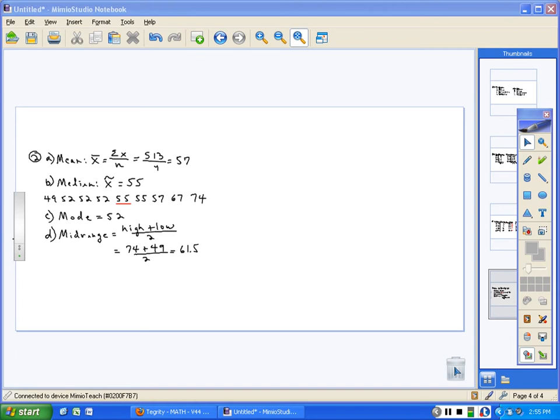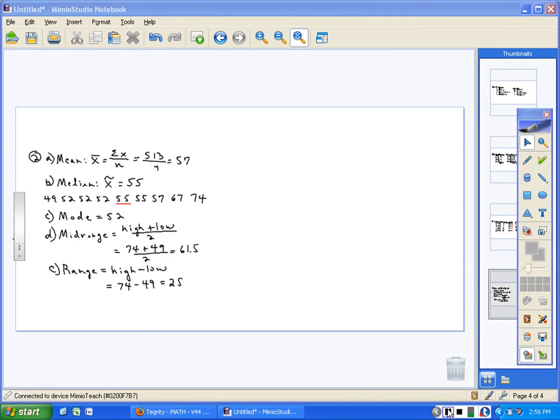Okay, now we move on to measures of variation, and the first measure of variation is the range. And that's another formula that is not on the formula card, so you need to memorize it. The formula for the range is the high minus the low. We know that the high is 74 and the low is 49, and so the range turns out to be 25. And that's not in the vicinity of the other numbers because it's not a measure of center.